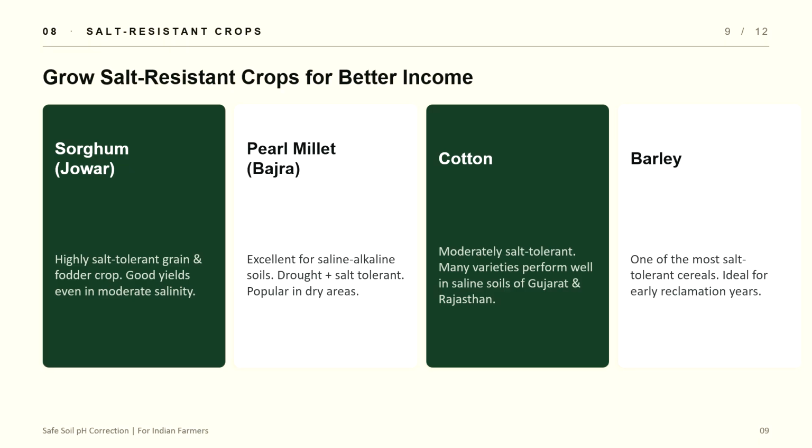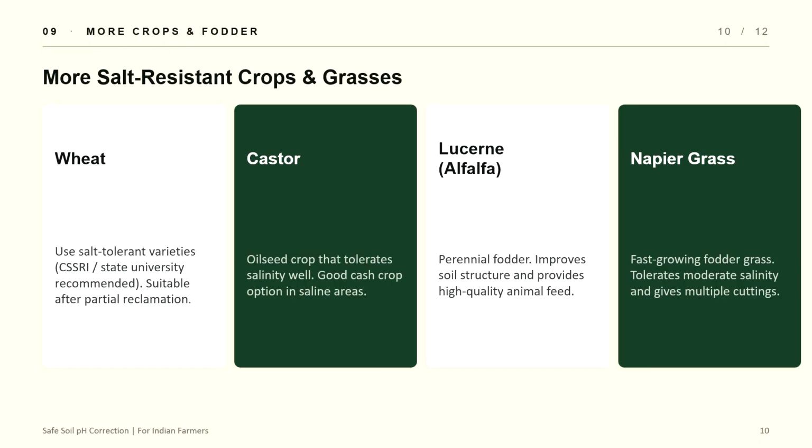Barley is one of the most salt tolerant crops, ideal for the early reclamation year. It is a highly salt resistant crop, so in the early reclamation year we should use barley. More salt resistant crops and grasses: wheat, use salt tolerant varieties recommended by CSSRI and state universities, suitable after partial reclamation.